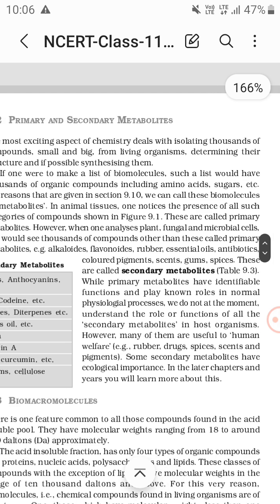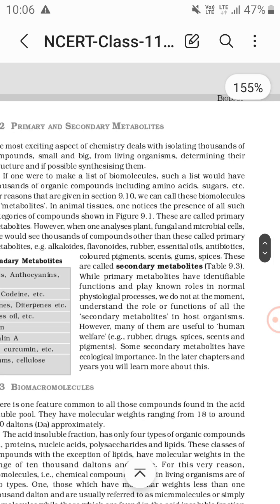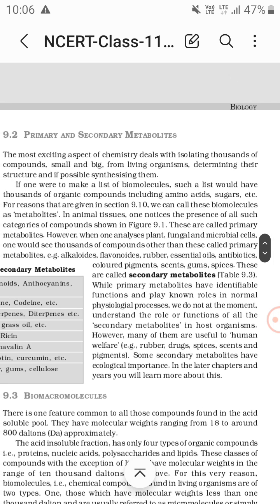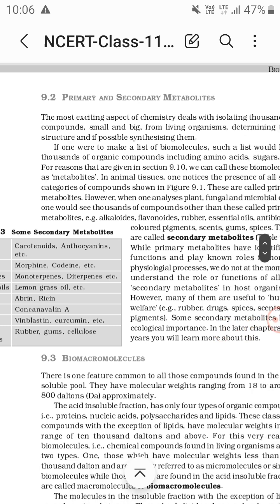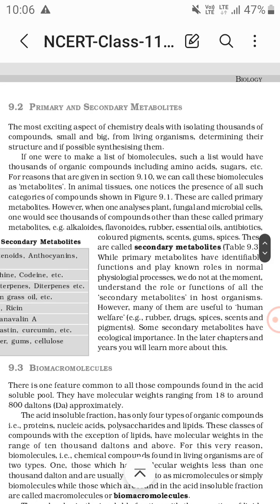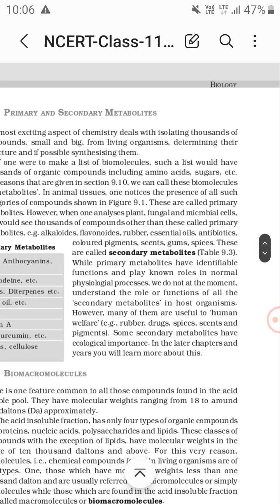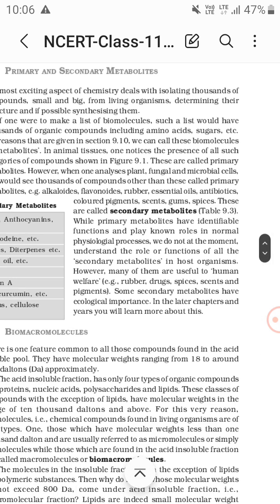Now secondary metabolites, what are these? When one analyzes plant, fungal and microbial cells, one would see thousands of compounds other than primary metabolites: alkaloids, flavonoids, rubber, essential oils, antibiotics, colored pigments, scents, gums, spices. These are called secondary metabolites.